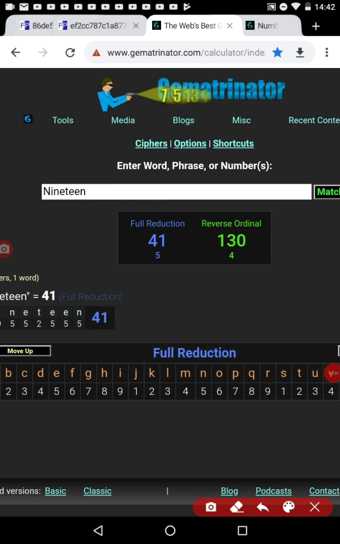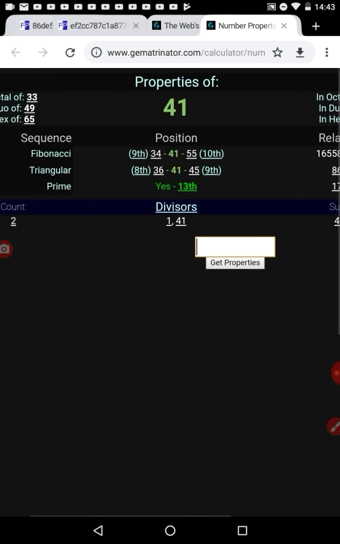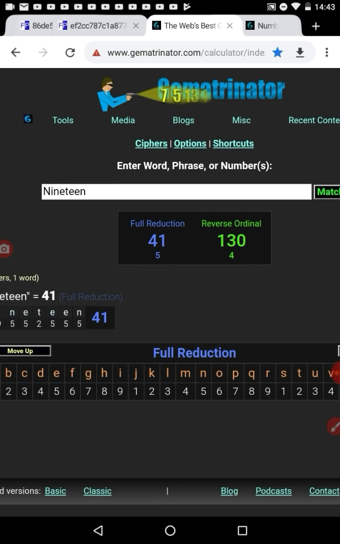19 in gematria in a reduced format is 41. Reverse ordinal 130. 41 is the 13th prime. It's the master of time prime number. 13 being the master of time, one above the 12. 13 is what reverse ordinal is when you lose the 0, which we already said represents time with the circle, round and round.